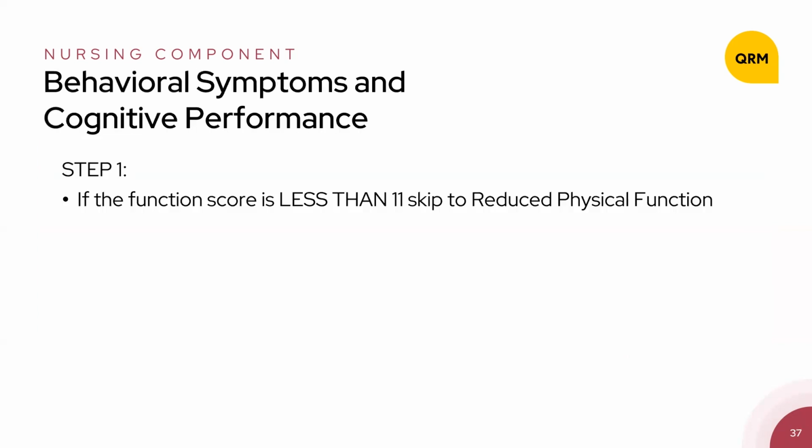The next category is behavioral symptoms and cognitive performance. So the one thing to note is if the function score is less than 11, you're going to automatically skip to reduce physical function. And remember, less than 11 tells me that they're more dependent, because the lower my score is, the more dependent they are. I can classify into this group either by behavioral symptoms or by cognitive performance. I don't have to meet both of those criteria.